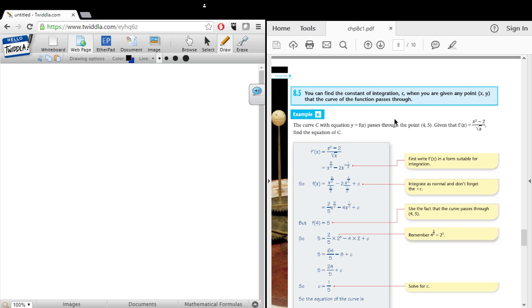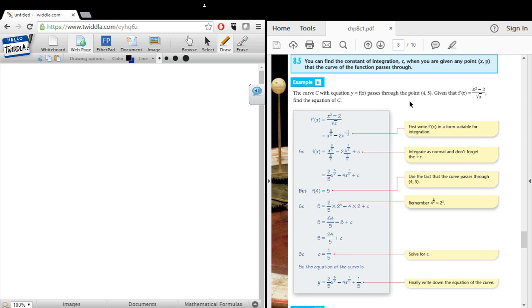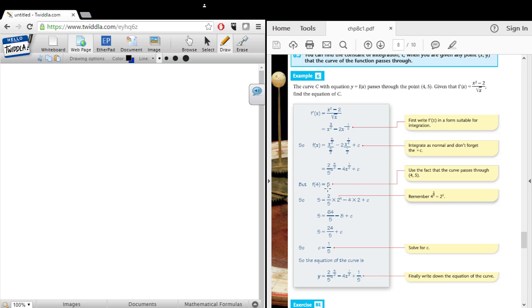You can find the constant of integration c when you are given a point x, y the curve the function passes through. So here is a point 4, 5. Now you have the answer integrated, c. You know what 5 is because it's y, and you know what x is, which is 4. Remember we said before that f(x) equals y, and then we have a point P at 4, 5, where this is x and this is y. So you can say 4, 5.